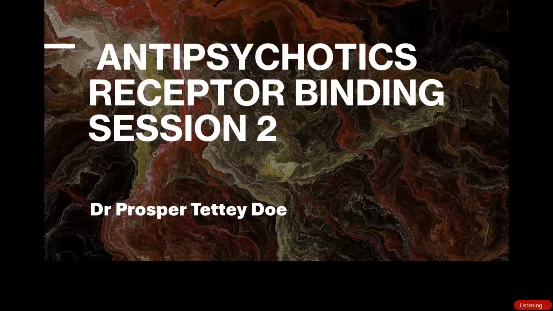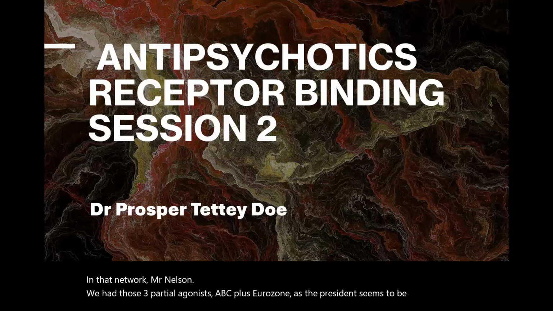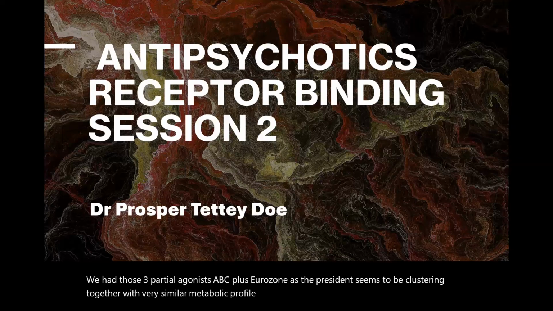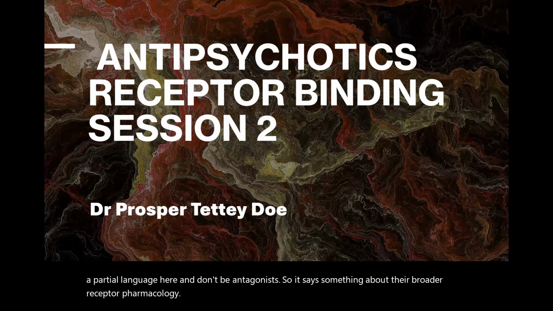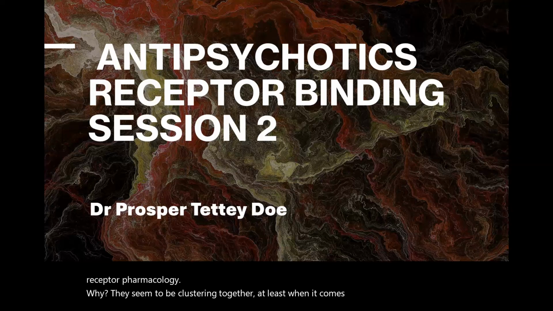In that network meta-analysis, we showed you we have those three partial agonists, A, B, C, plus lorazepam as a president, that seem to be clustering together with very similar metabolic profile. But these are different agents. You know, we've got partial agonists here and dopamine antagonists. So there's something about their broader receptor pharmacology that can explain why they seem to be clustering together, at least when it comes to metabolic side effects.